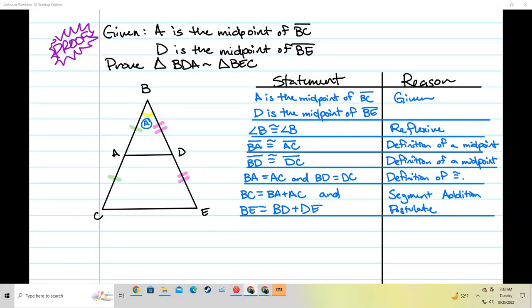You see right here, when I said that BC is equal to BA plus AC, okay? I have like three different segments going on right here. I just said that this AC is the exact same thing as BA. So instead of writing AC, I'm going to replace it with BA because they're the same anyways. So instead of writing BA plus AC, I'm going to write BA plus BA. BC is equal to BA plus BA.